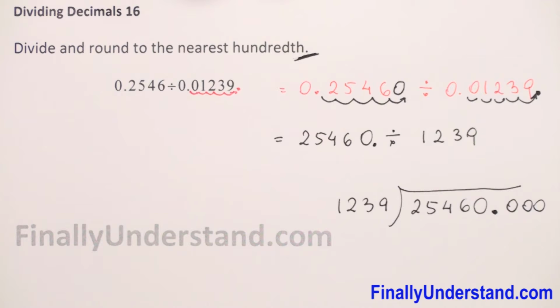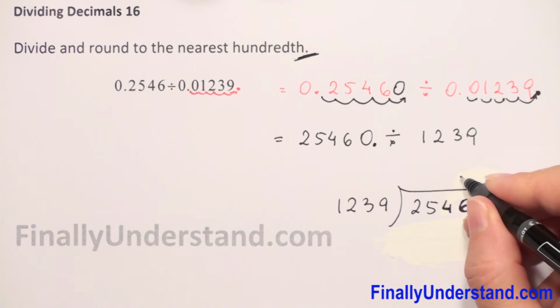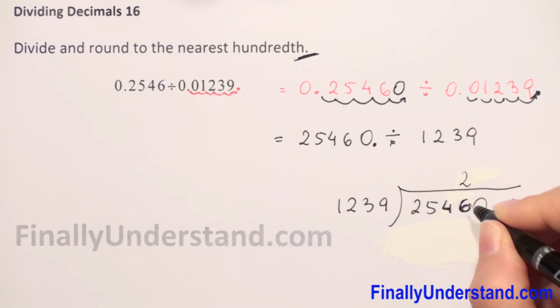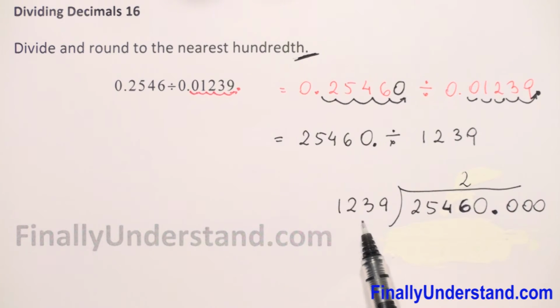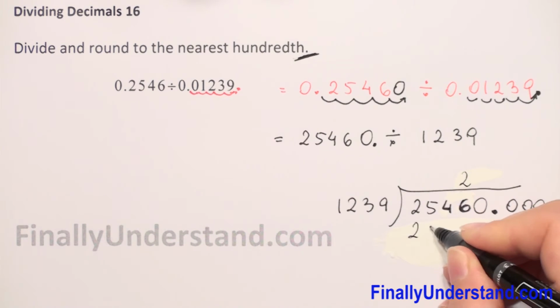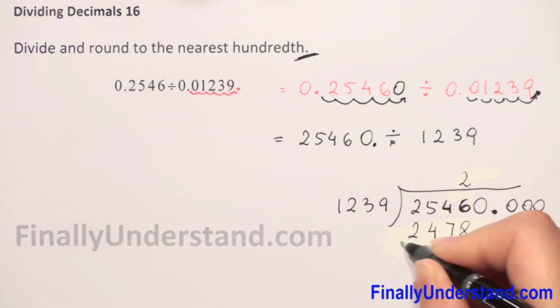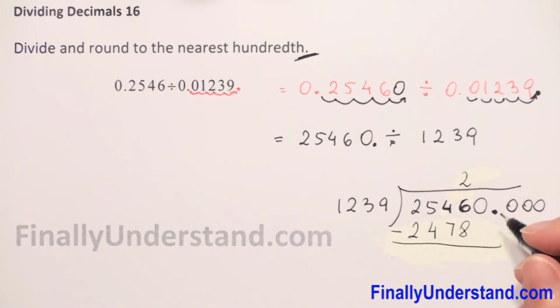How many times does 1239 go into 2546? We cannot take only 2 because it will be too small a number. We have to take thousands. So how many times does 1239 go into 2546? 2 times. So on the top we write the solution, and now we have to do multiplication. 2 times 1239 is 2478. Now we have to do subtraction.